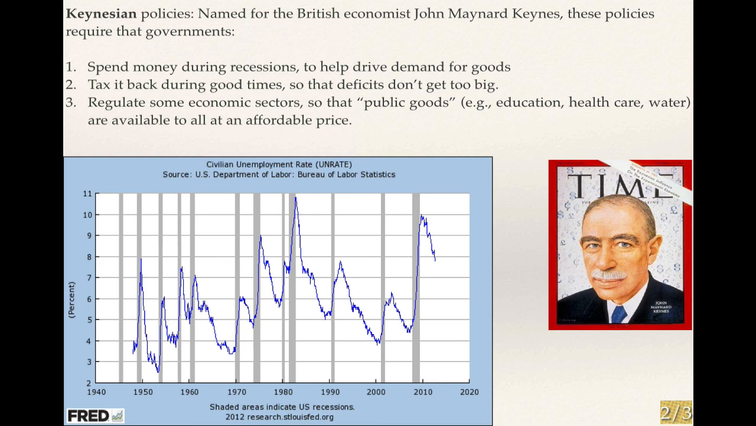During good times, you want to tax the money back precisely because you don't want deficits to get out of control. And there were some things in Keynes's mind, and in the minds of many after World War II, that really shouldn't be put to market prices. Things like education, healthcare, water, basic resources should be available to all at an affordable price. By doing this, Keynes's theory was you build a more robust and more sustainable form of economic growth over the long period.